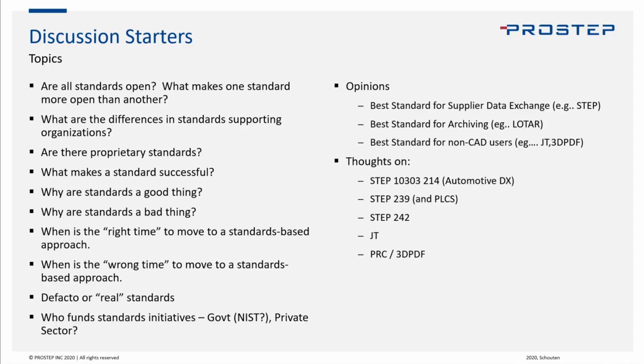PDF is also a good standard for archiving, even with PRC data and 3D PDF. But you might end up wanting to archive electrical data and manufacturing data, different formats of manufacturing data and other stuff. So there's a lot that's going to go on there. Yeah, and I think part of it is what you're trying to accomplish in terms of archiving.